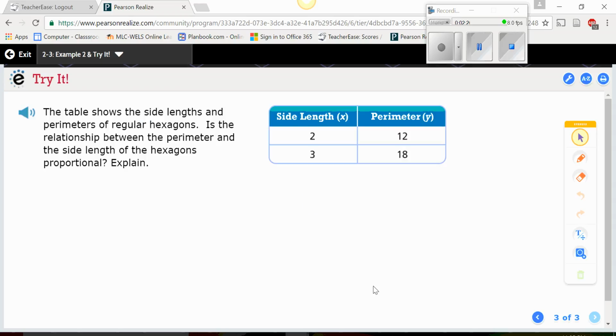Go ahead and use this table and set up a similar problem as you work with perimeter and the side length as it deals with hexagons. You have your first 2 columns developed, you'll have to figure out the ratio side of it and then compare those ratios.